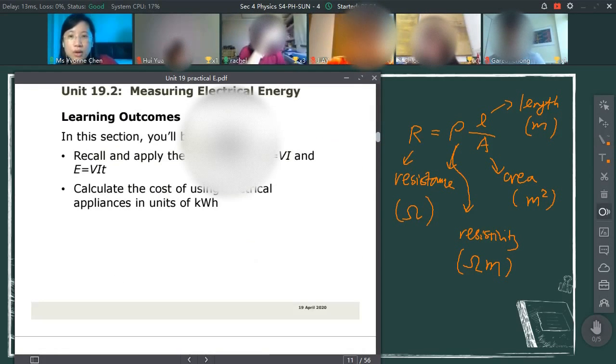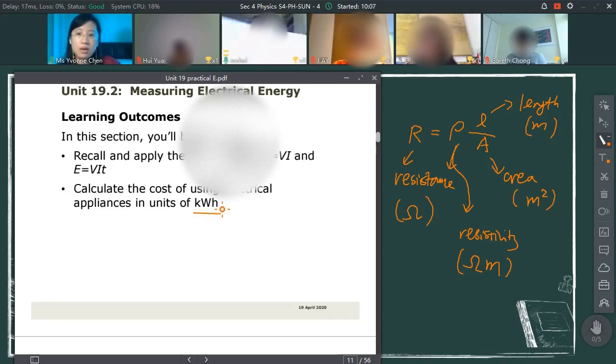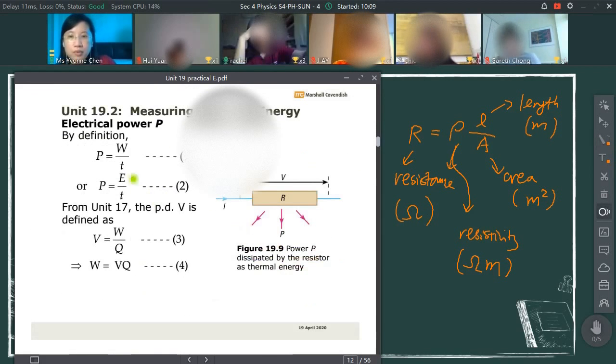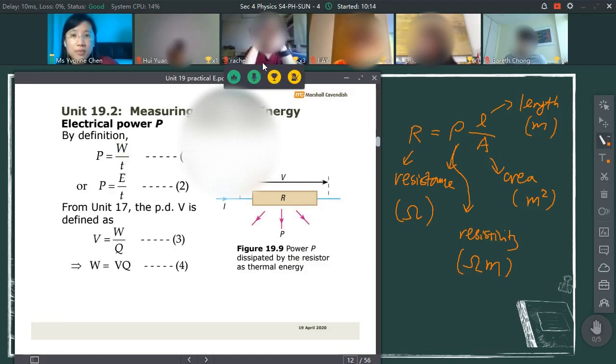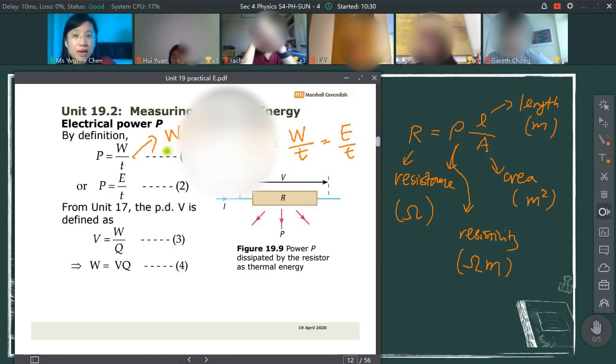Now we are going to talk about the formulas that you need to know for the topic practical electricity, and also a very important unit, kWh, kilowatt hour. First of all, remember power is defined as work done divided by time, the rate of work done. Remember that? This is what we learned in Sec 3 under the topic work, energy, power. Power is defined as the rate of work done or rate of energy conversion.